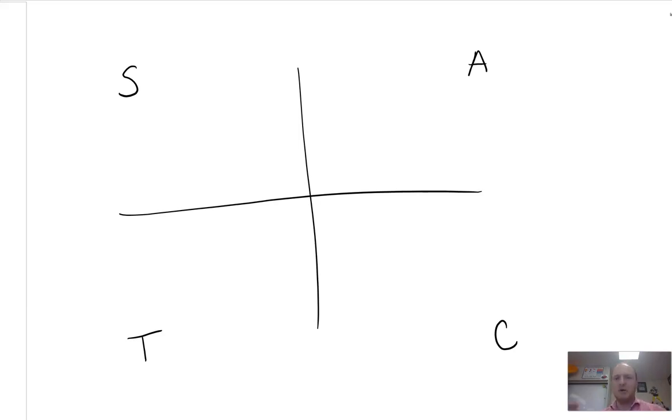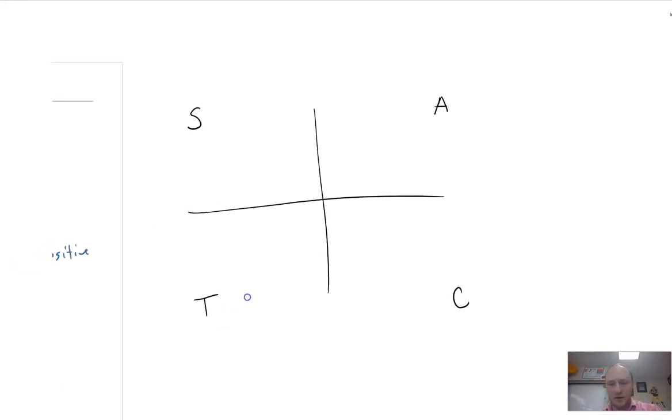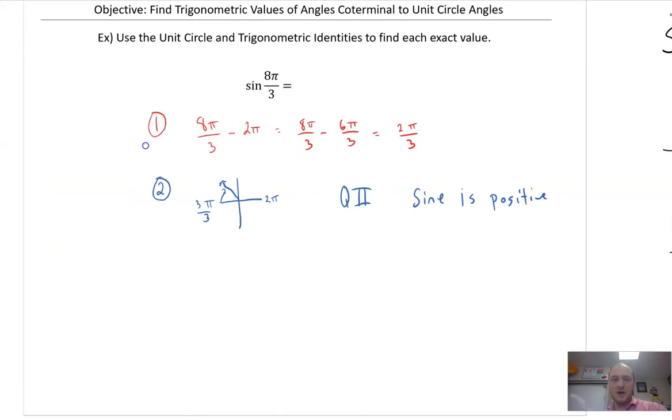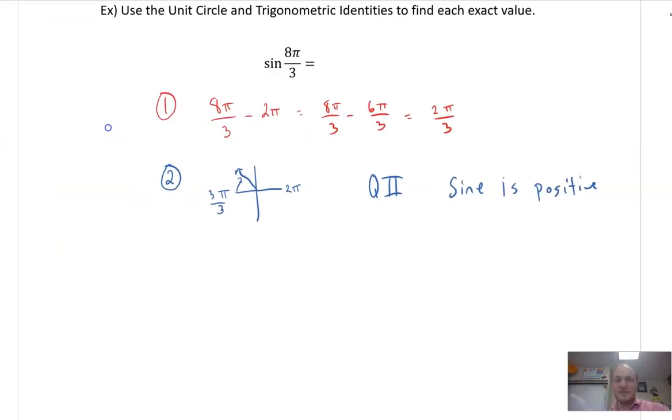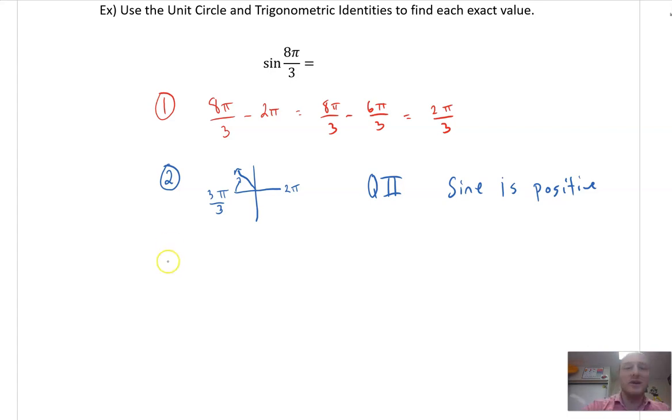right, represents how I can kind of remember what quadrant everything is positive in, right? So A stands for all, S, this is sine, is positive here, T, that's tangent, and C, cosine. All students take calculus. Okay, that tells you where everything's positive. All right, next, now that I know that it's positive, I need to know what is the reference angle for the angle I'm working with?